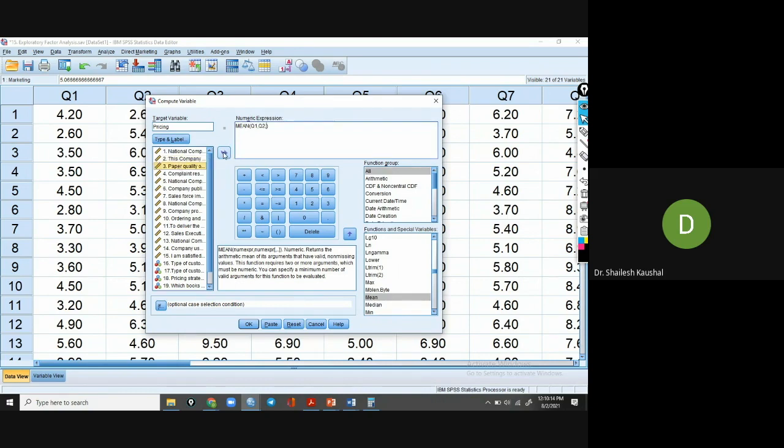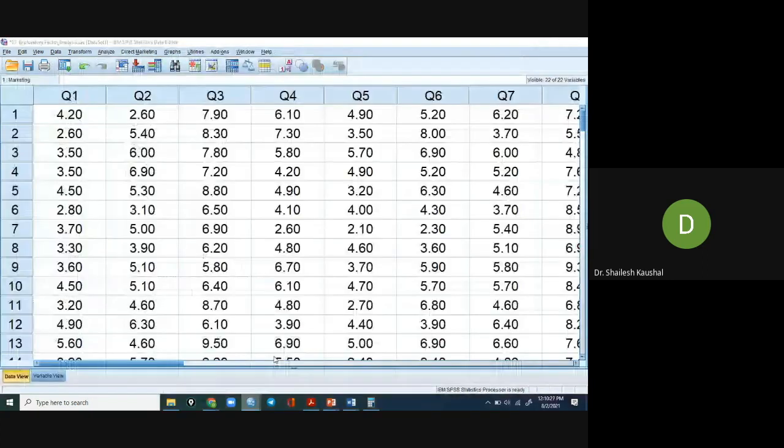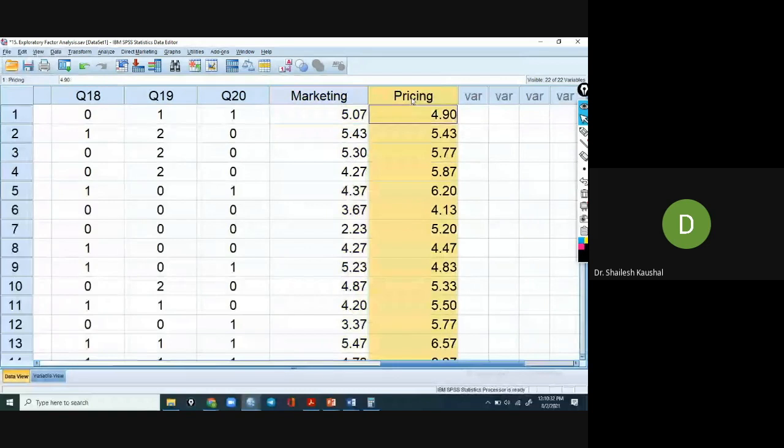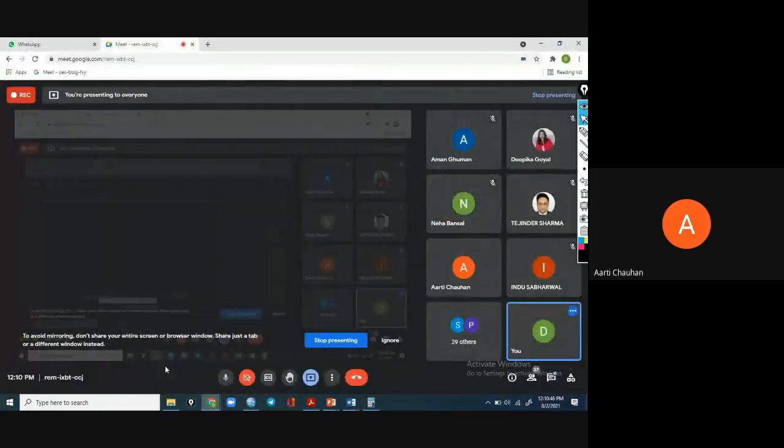And after this I will continue. What would be the variable name? This is pricing, and then okay, and after okay you can see another variable, that is pricing. So this is the way to take the summated scale. You just take the mean value of 4 or 5 variables and then you can create the new variable. Is it okay? Yes, sir. Thank you, sir.